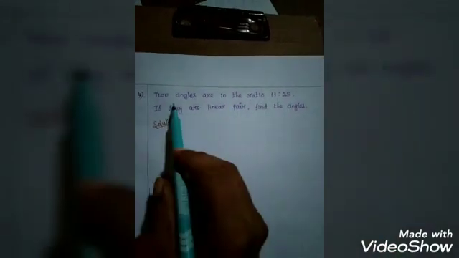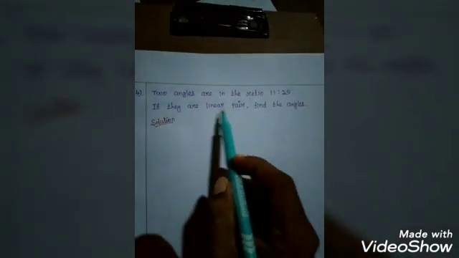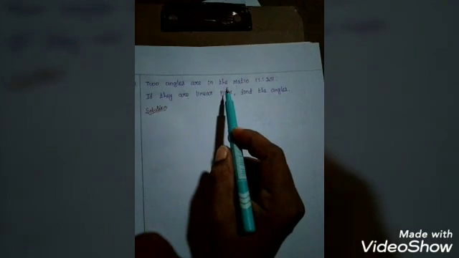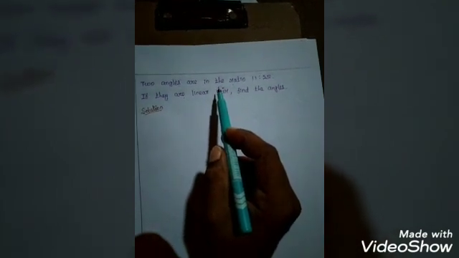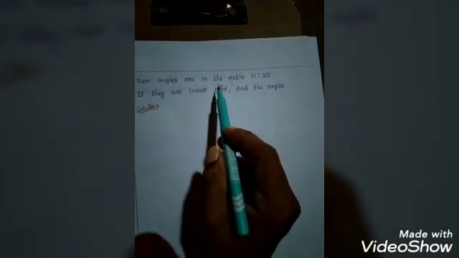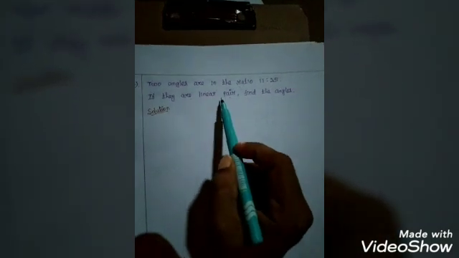Okay, next sum. Fourth one, listen, it is a very easy sum. Two angles are in the ratio 11:25. You already know the ratio is 11x and 25x. If they are a linear pair. How many degrees does a linear pair mean? Very good. Linear pair means straight line, that is 180 degree. Okay, find the angles.